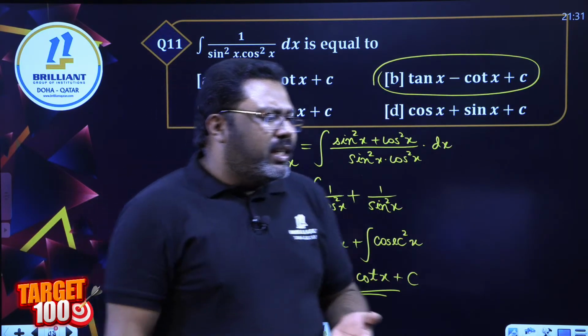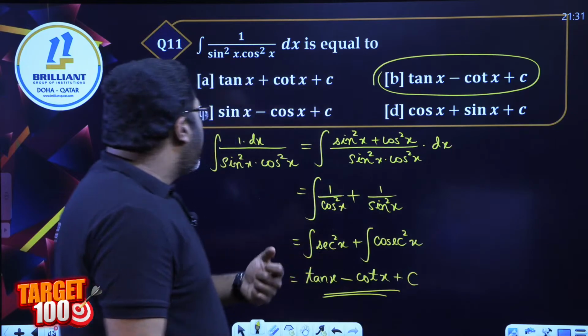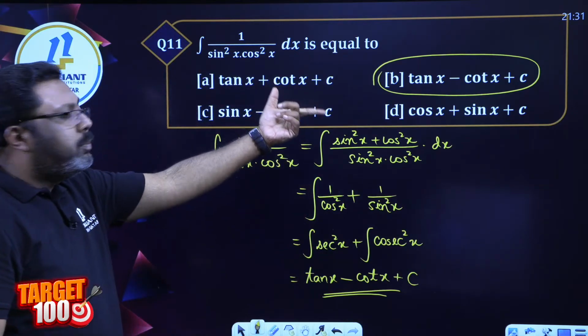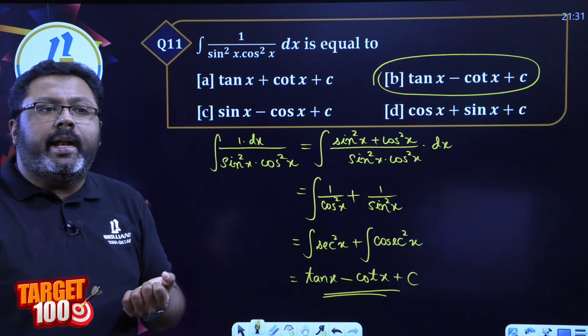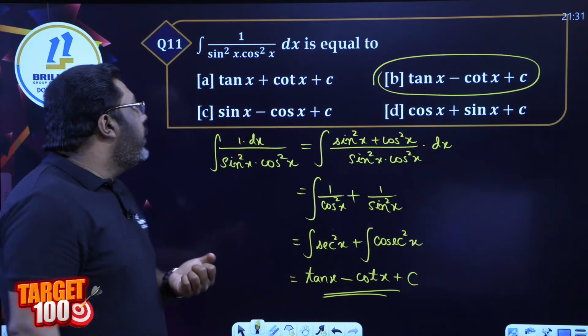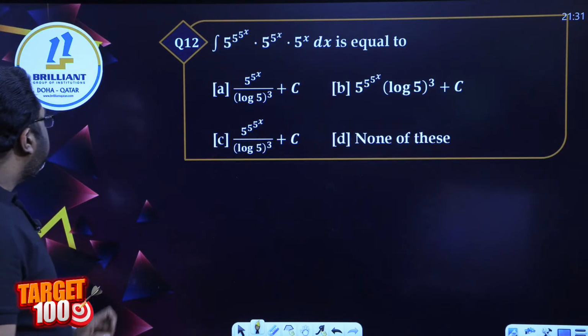Many of you gave the right answer, so I don't want to say the names again. Option B. So what's the idea here? Write the numerator 1 as sine squared x plus cos squared x using the trigonometric identity.